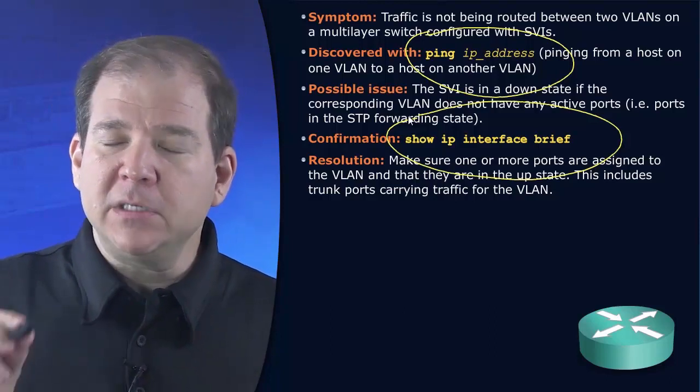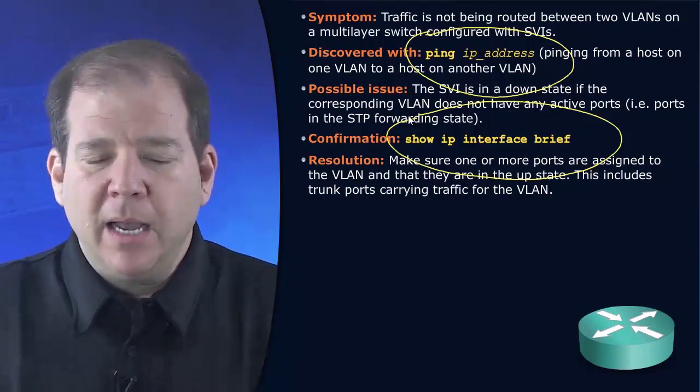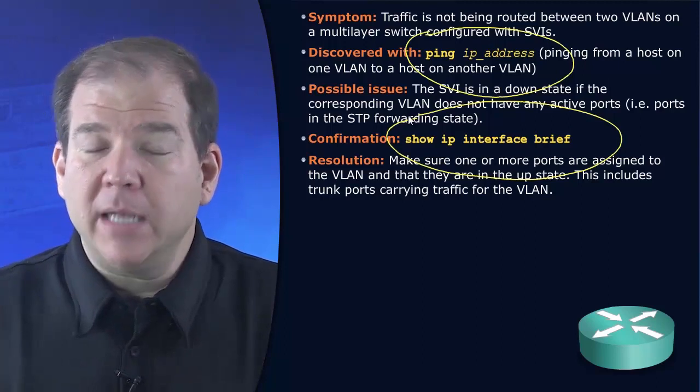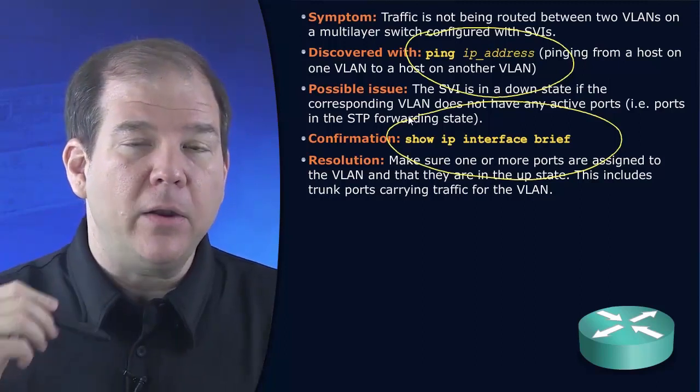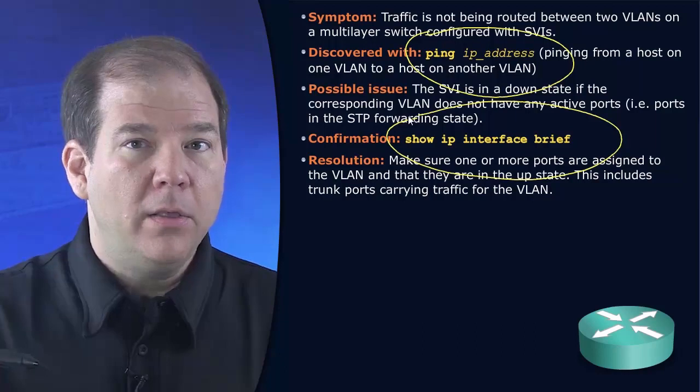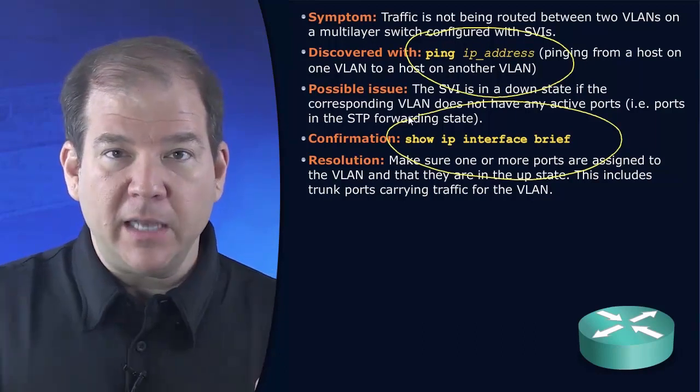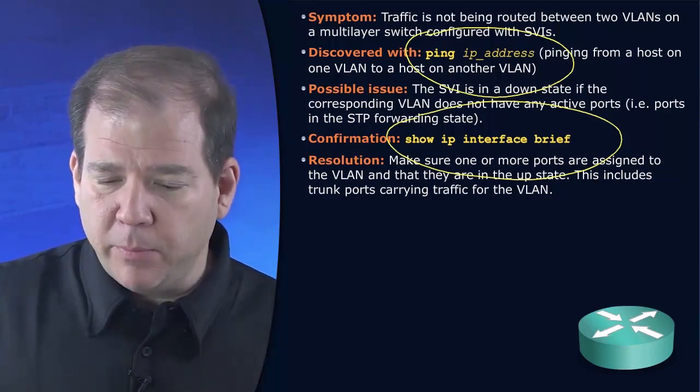But the thing that's not as obvious is I could even have a trunk port. As long as a VLAN is allowed over that trunk, then the corresponding SVI will be in the up state. Let me prove that to you.